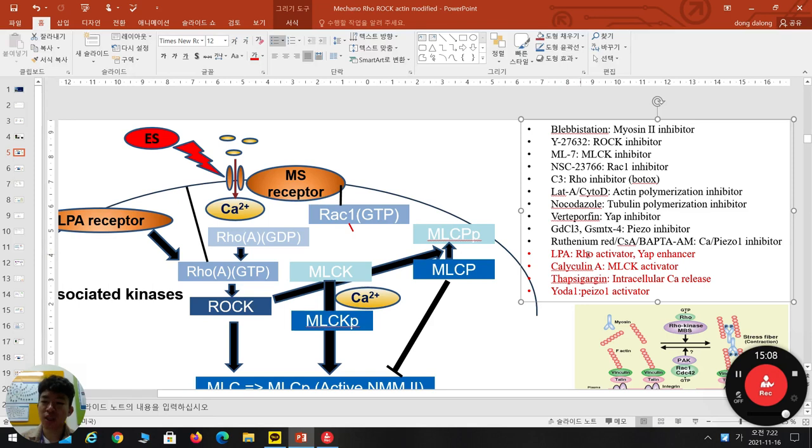a Rho activator or YAP enhancer; Calyculin A, MLCK activator; Thapsigargin, intracellular calcium release; and Yoda-1, Piezo1 activator. Those are most of the inhibitors or activators used for mechanotransduction studies. So what are myosin 2, ROCK, MLCK, Rho, actin?